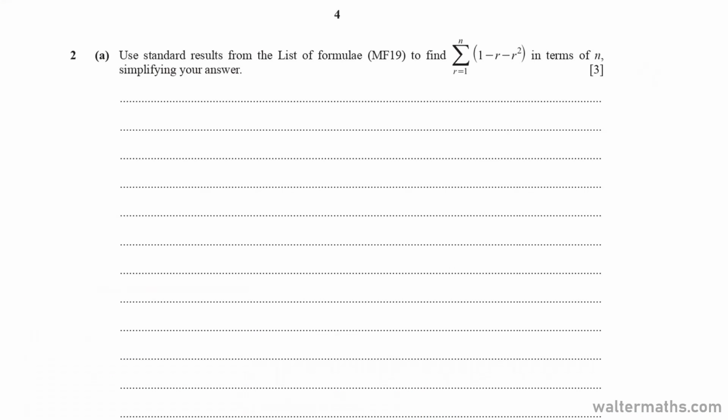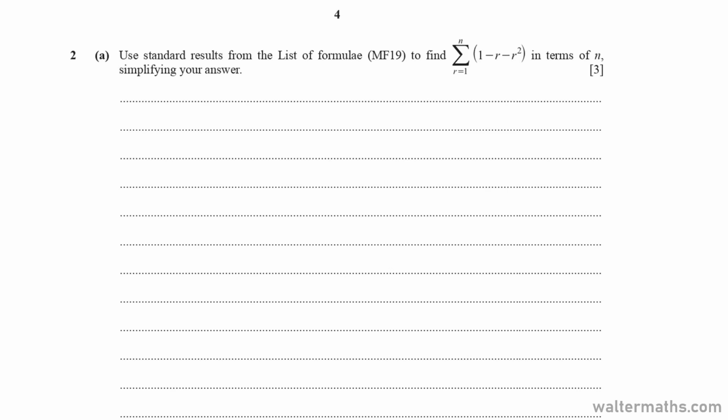Question number 2. Part A. Use standard results from the list of formulae MF19 to find the summation from r is equal to 1 up to n of the form 1 minus r squared in terms of n, simplifying your answer.